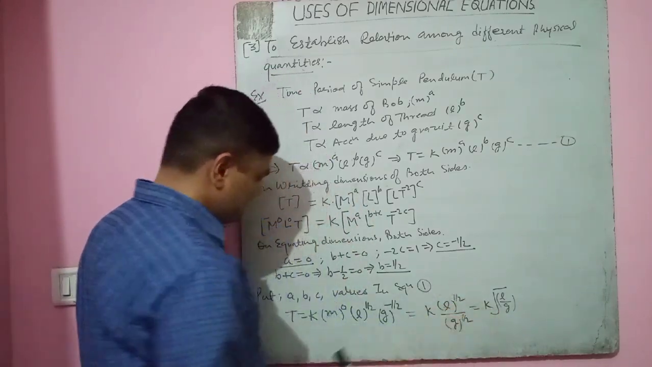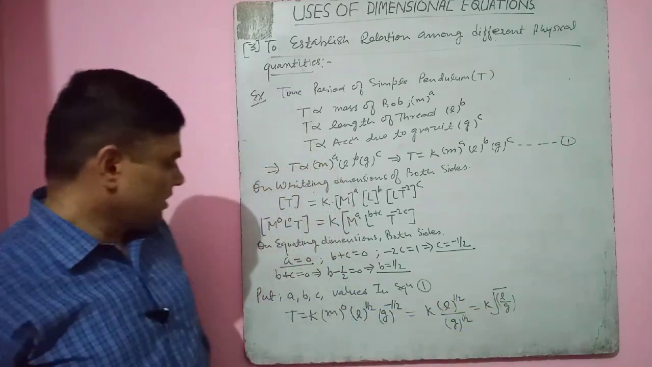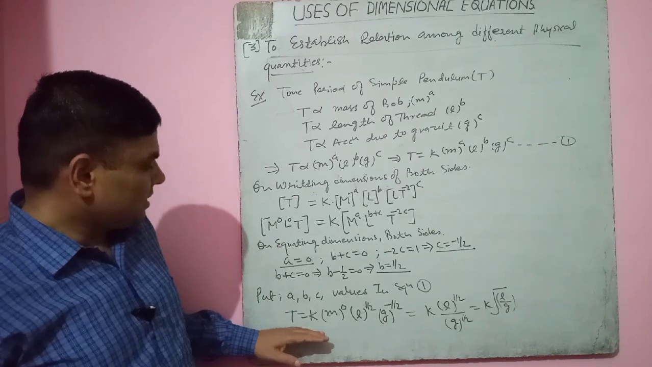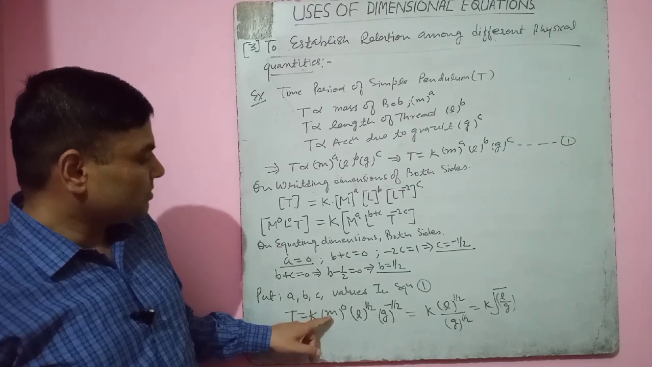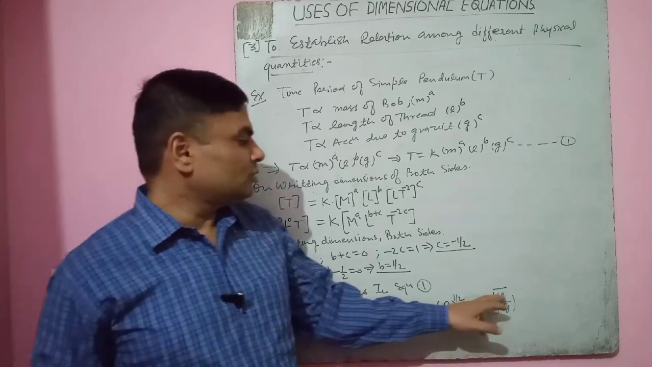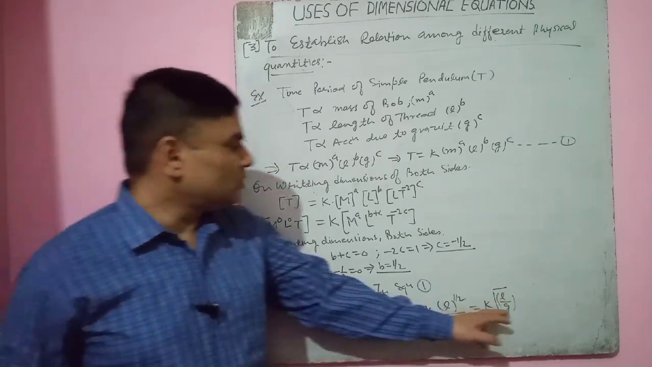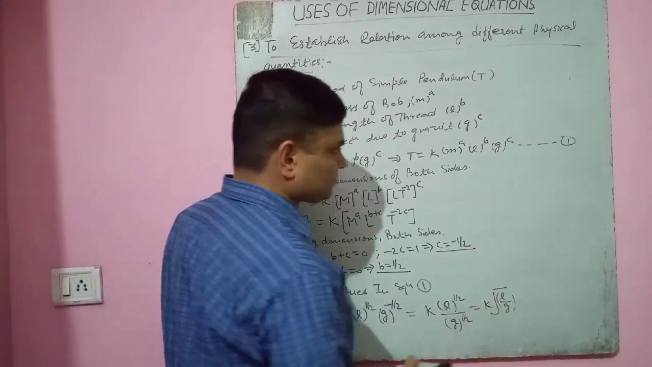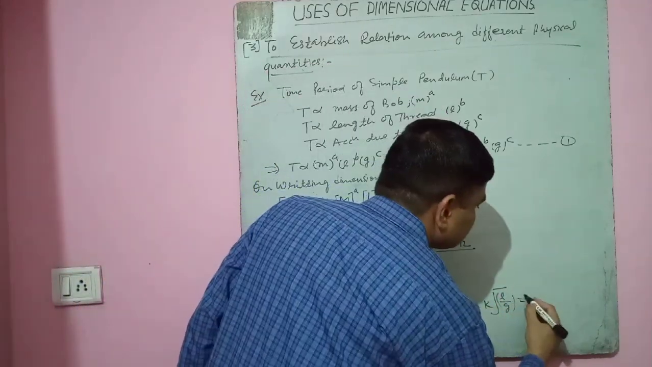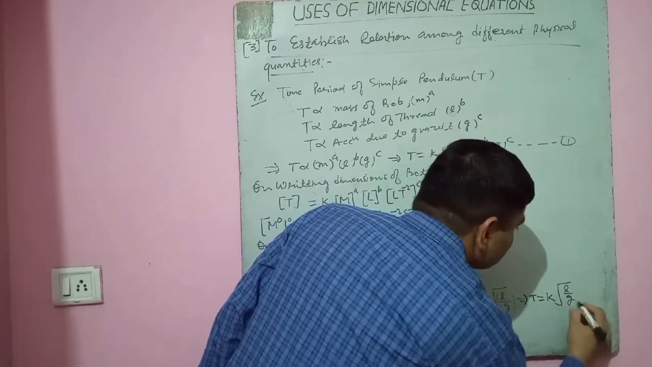Thus we have established a relation among T, L and g, and from here we can say that the time period does not depend upon the mass of the bob m. It only depends upon the length of the thread and acceleration due to gravity. So T equals K into under root L upon g.